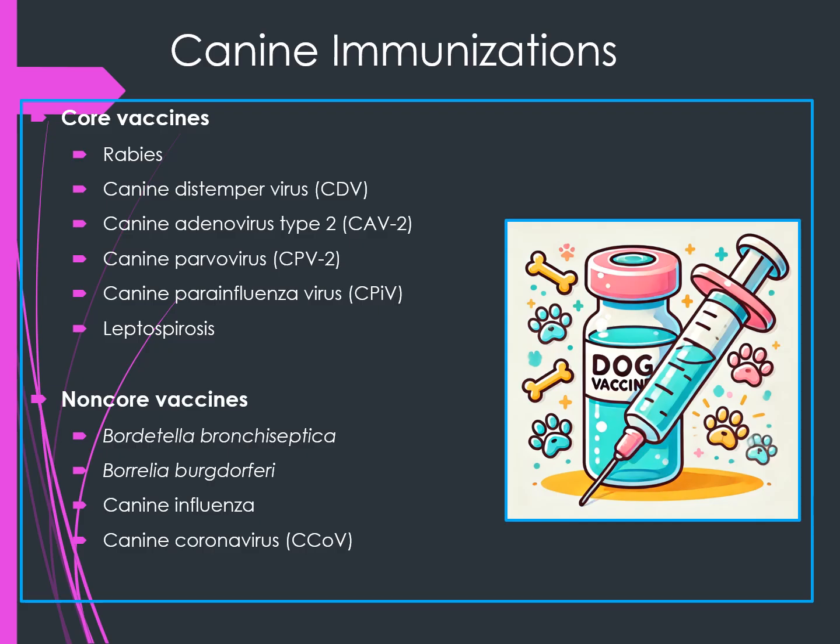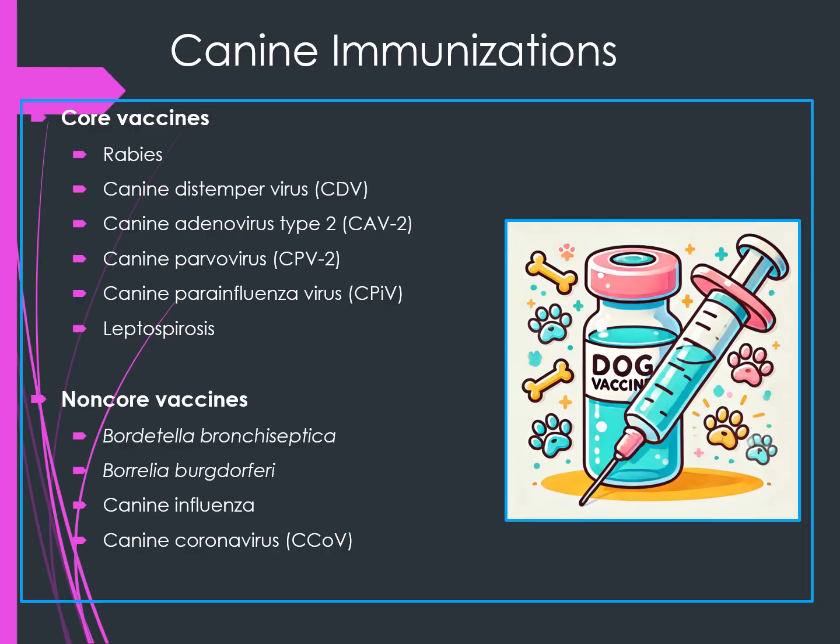Just recently, leptospirosis has also become a core vaccine for canines. This is a zoonotic bacterial infection. So you can have the DHPP, which has the first 4, and then the DHLPP combination has all 5. And then the rabies is given separately.